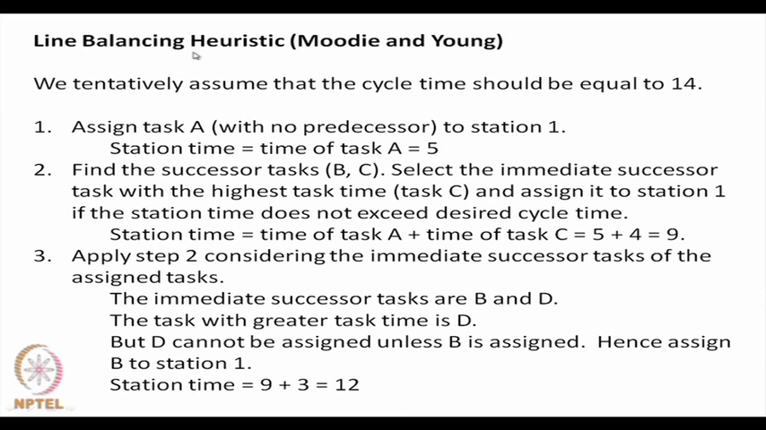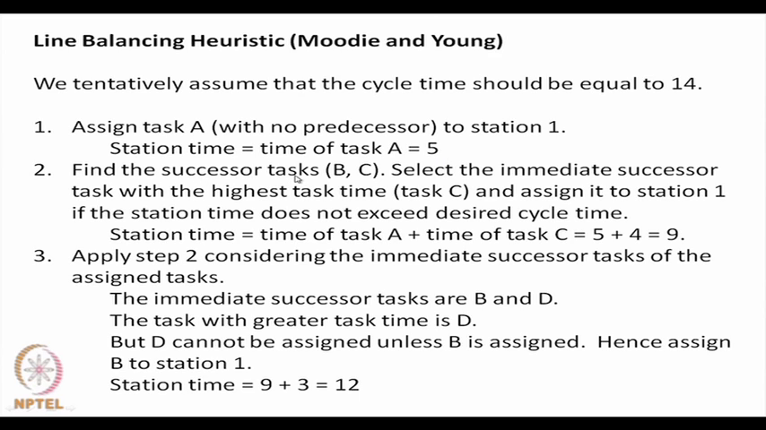Now, we use a balancing heuristic given by Moodie and Young. It says, first of all, assign a task to station 1 that does not have a predecessor, and we assume the cycle time to be equal to 14. Task A does not have a predecessor. So, assign that to workstation 1. So, the station time is 5.